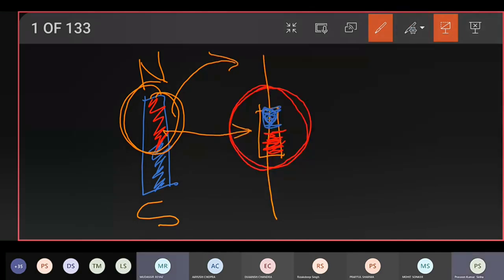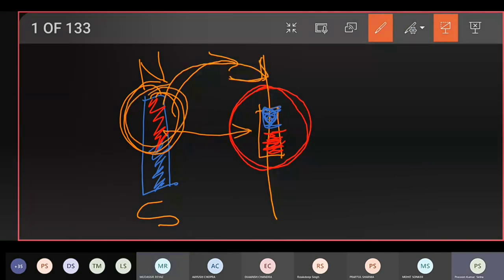That is why it apparently is getting attracted here. The red end is attracted to the blue, and the blue end is attracted to the red of the Earth.